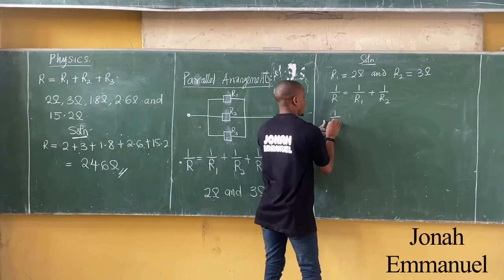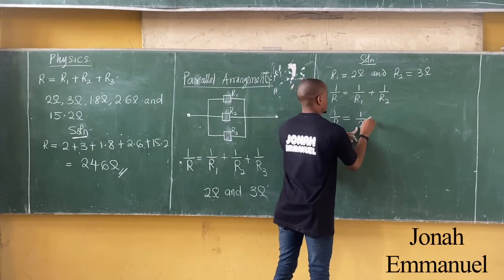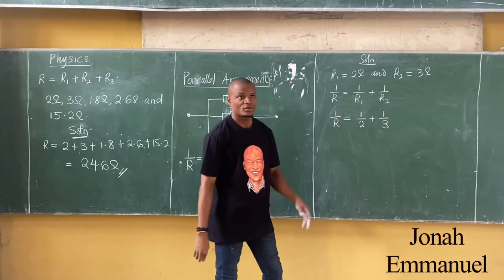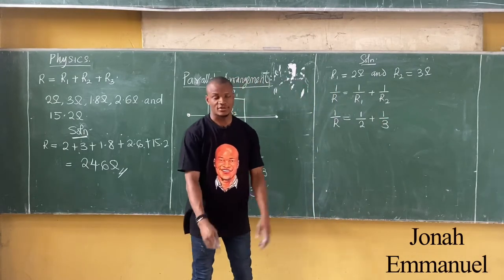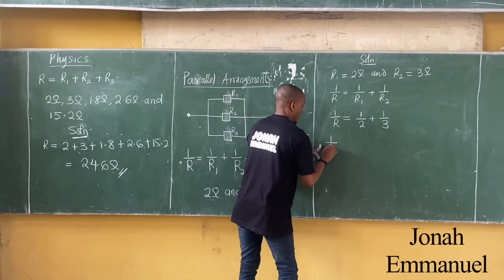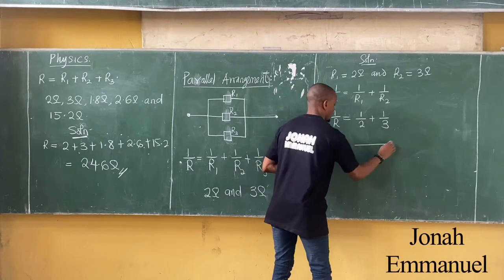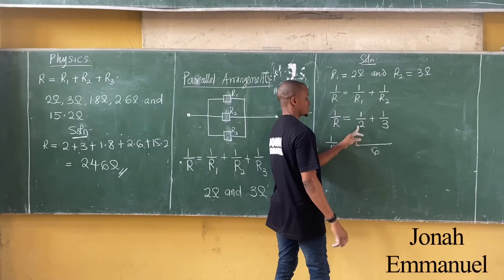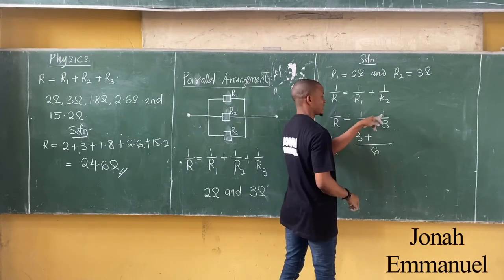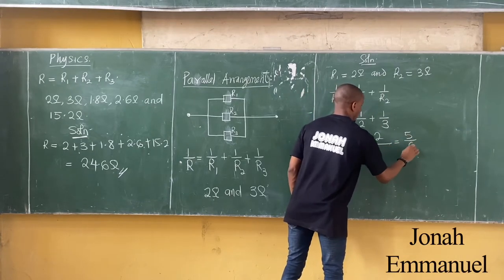We have 1 over R is equal to 1 over R1, which is 2, plus 1 over R2, which is 3. Of course, this becomes a problem of fractions. Simply take your LCM. LCM of 2 and 3, obviously 6, right? 6 over 2 is 3 times 1, that's 3, plus 6 over 3 is 2 times 1, that's 2. This is now equal to 5 over 6.